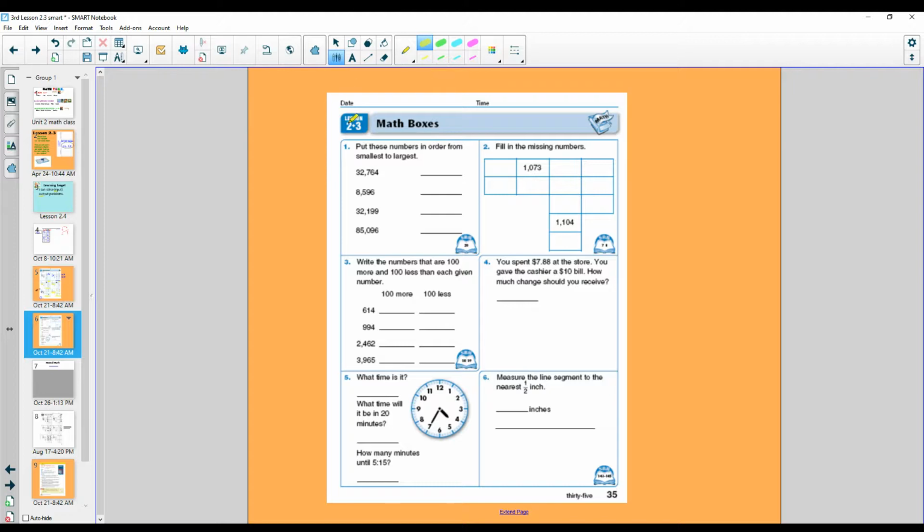Hi, third graders. This is journal page 35, math boxes. Put the numbers in order from smallest to largest.